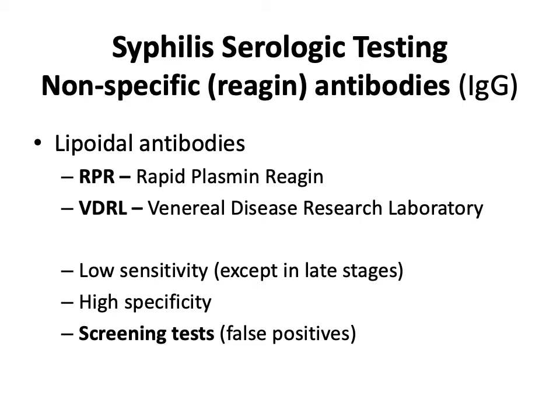The limitations of the method include: number one, these methods are not specific, giving a high rate of false positives. Number two, reagent antibodies may be detected in measles and chickenpox, hepatitis, leprosy, tuberculosis, malaria, autoimmune diseases, and pregnancy. Because the tests for reagent antibodies are nonspecific, all non-treponemal positive tests must be confirmed by a specific treponemal test to detect antibodies specific to Treponema pallidum.